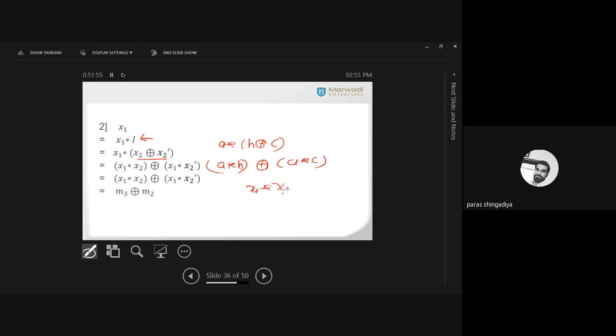The answer for x1 star x2 will be 1 into 2 raised to 1 plus 1 into 2 raised to 0. So it will be 3. Our second answer, the answer for x1 star x2 dash, will be 1 into 2 raised to 1 plus 0 into 2 raised to 0. So it will be 2. So that is called M2. So you will get M3 ring sum M2.